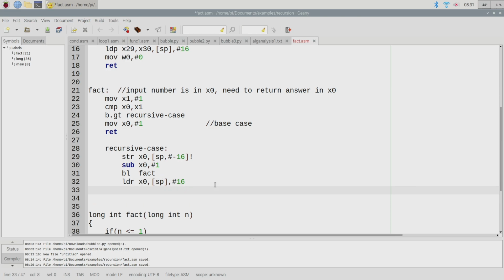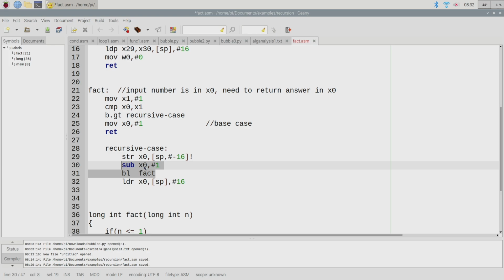Okay, so this is basically saying, okay, compute the number n minus 1, and it's in x0, which is where the first input needs to go. Pass that to the fact function. Now, yes, we're already in the fact function, but that's okay. That's why this is recursion. Okay, so is that part okay?